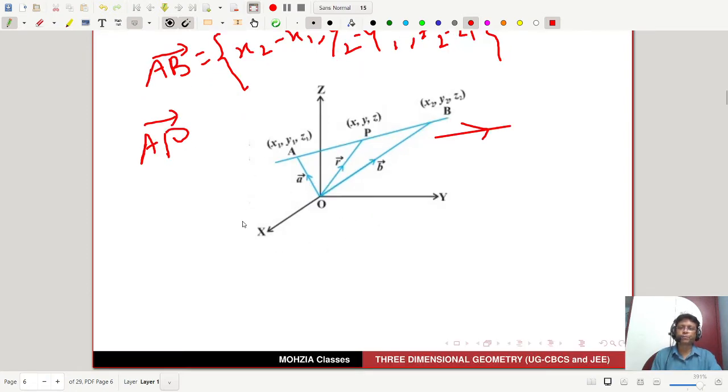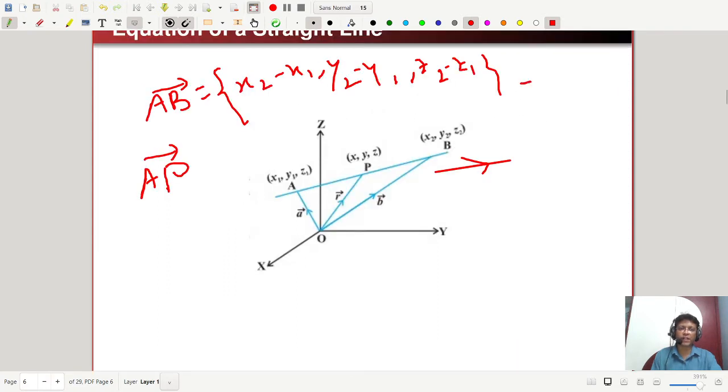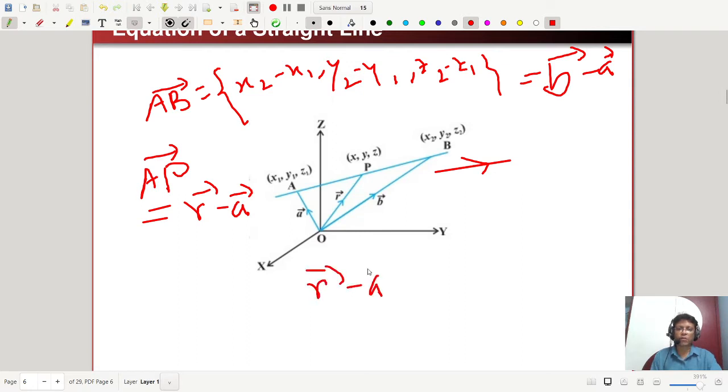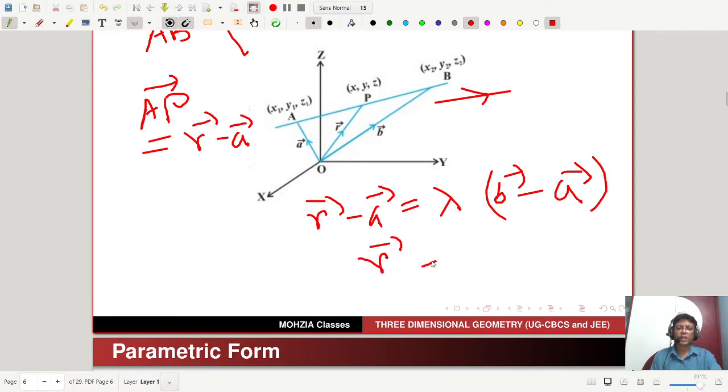So AB can be written in terms of vectors as B minus A, right? And AP, once again, we can write as R minus A. These two are parallel or coincident, so we can write R minus A equal to some scalar multiple of B minus A, that is lambda times B minus A, right? So you have R equal to A plus lambda times (B minus A).